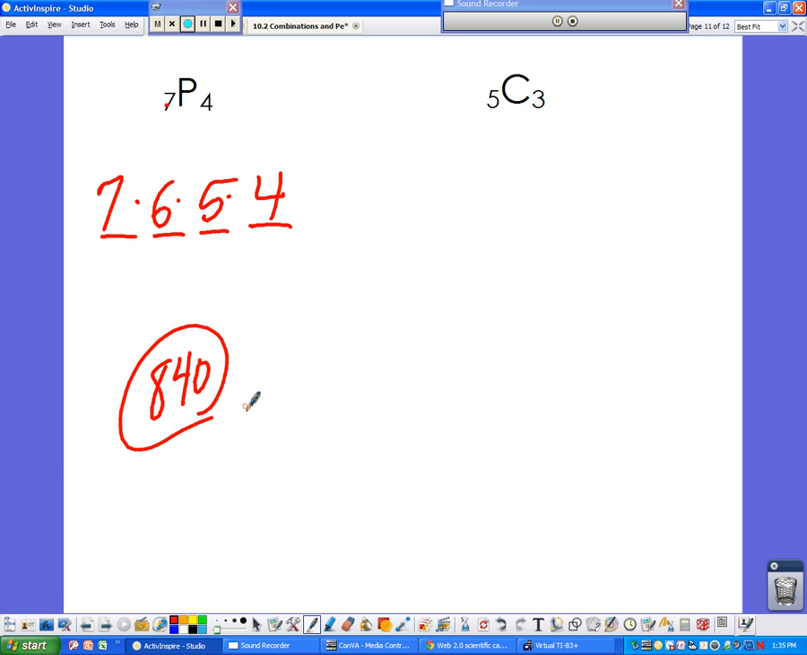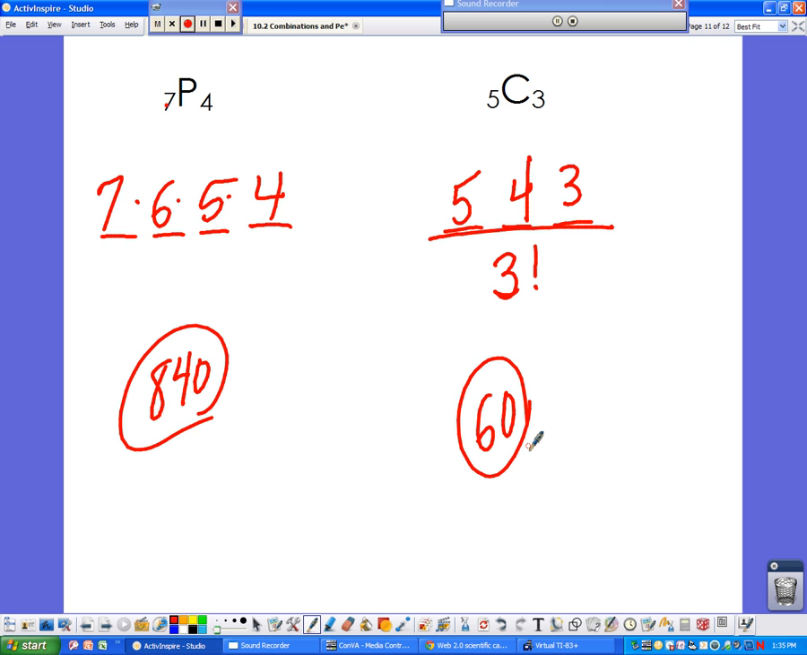Okay, on a combination, the same rule applies. We're filling 3 spots. We start with 5, 4, 3. But remember, on a combination, we have 3 numbers. We have to divide by the 3 factorial to take out the repeats. And that gives us an answer of 60.